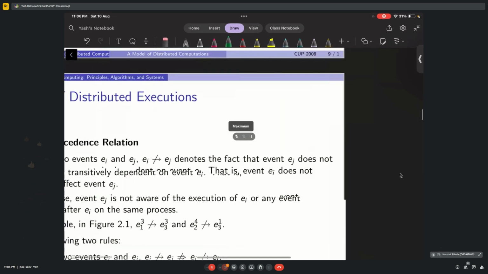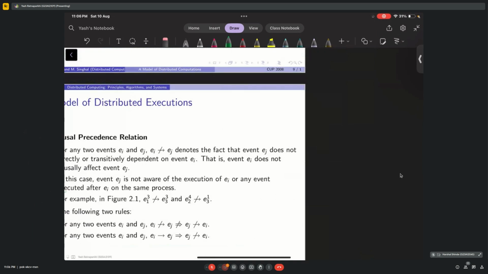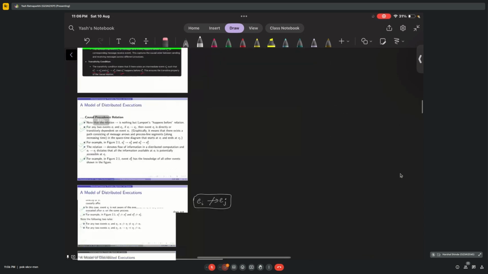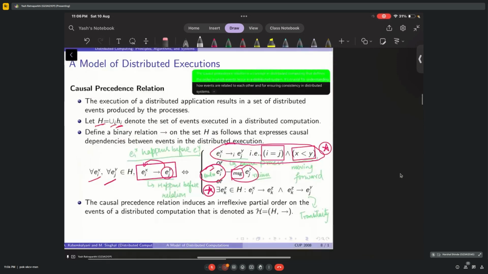What is this? Negation. Okay, so if such a condition comes in front of you, Ei does not give Ej, what is this? Basically, if I say this means Ej is causally dependent on Ei, then what can be said for this? Ej is not causally dependent on Ei. It means Ej will never know the state of Ei. That is, Ei and Ej are never in contact with each other in any of the paths.